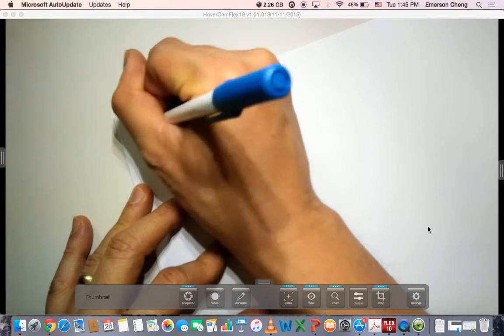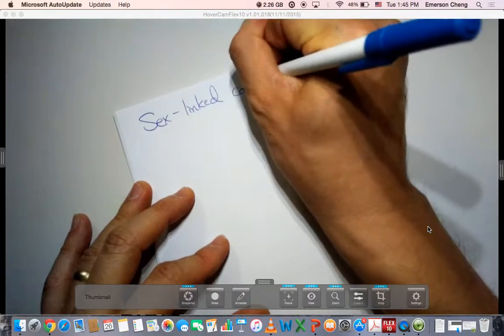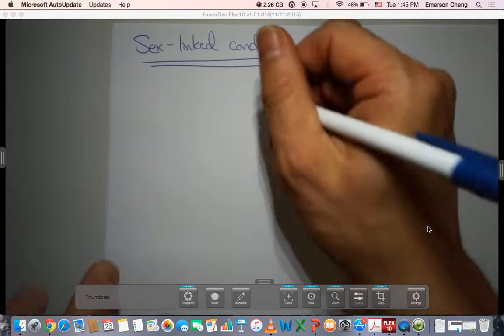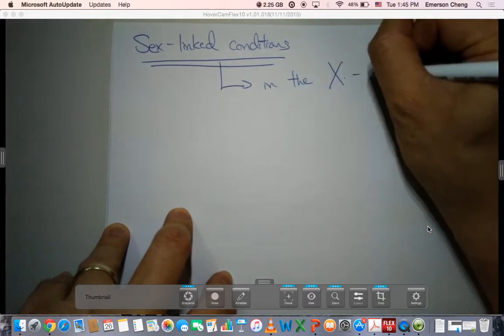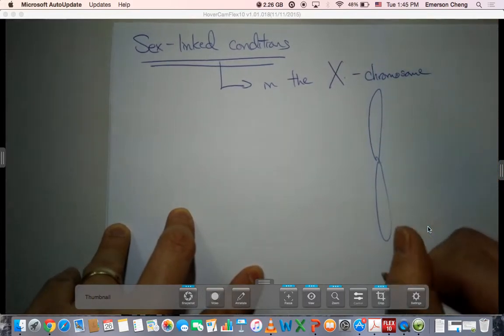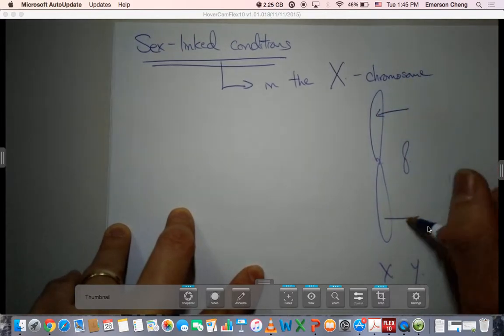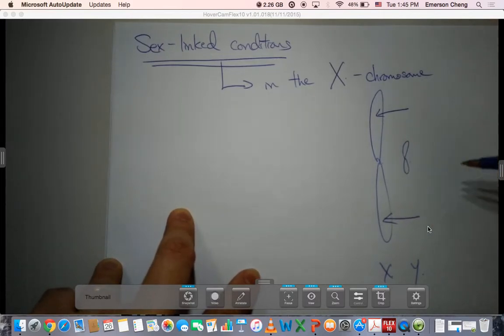Now, a lot of these, what we call sex-linked conditions, are quite important because we're only talking about the ones that are in the X chromosome, simply because the Y chromosome is shorter. So there is a lot of information coded in the X that is not available in the Y chromosome. Okay?